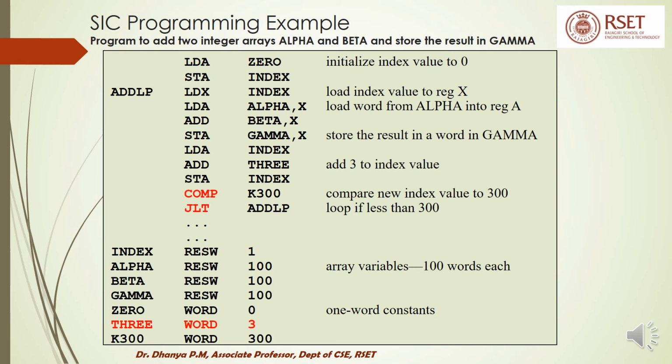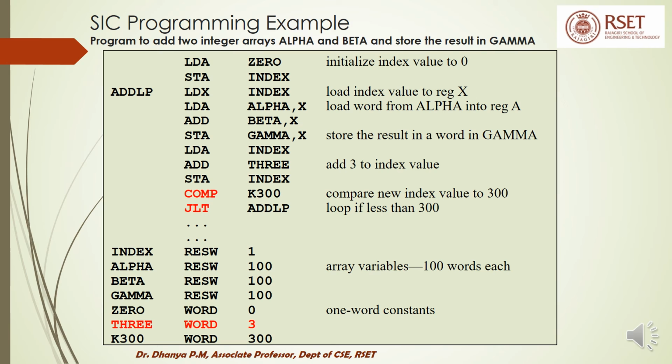So in this program, first of all, the accumulator is loaded with 0. That 0 is now taken to the memory location index. That 0 is again taken to the X register using the statement LDX index. Now LDA alpha,X means the first number in the array alpha is taken to the accumulator. At that point the value of X is equal to 0.